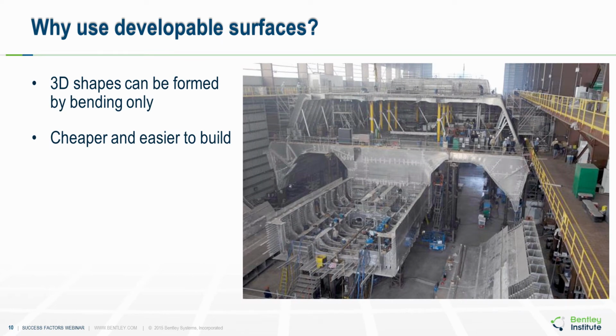So why would we want to use developable surfaces to model a hull? Well, the main reason is that the 3D shapes can be formed by cutting out a 2D shape from a sheet of aluminium, for example, and then bending it into shape without having to do any stretching. And this makes it cheaper and easier to form the plates that go onto the hull. And that's really the principal reason for modelling with developable surfaces.